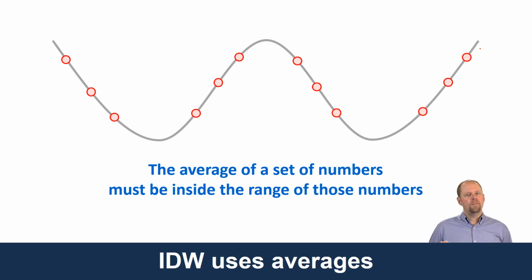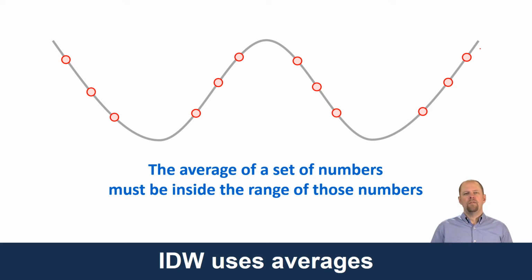So the problem with inverse distance weighting is that the weightings are based on an average. The result of the estimation for a location is based on something that's multiplied by an average, or that's using an average. And what that means is that the result can only be within the range of the lowest value to the highest value, okay?